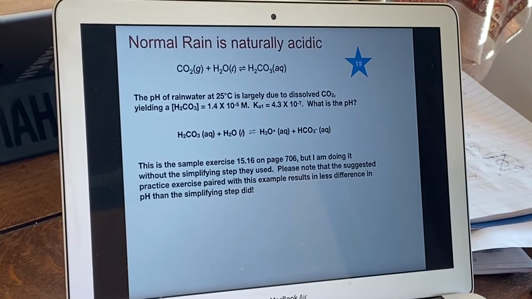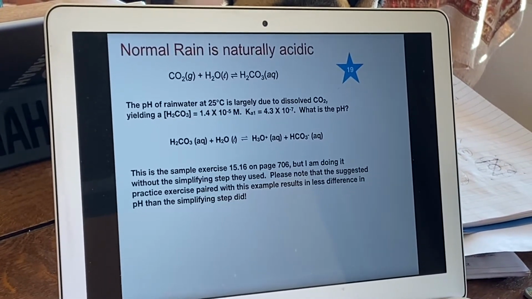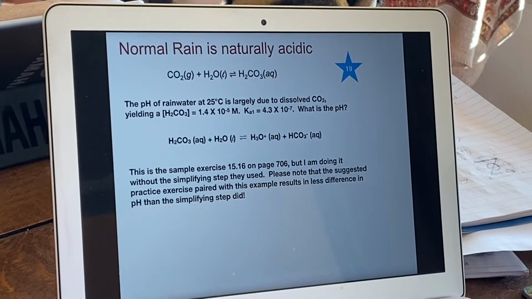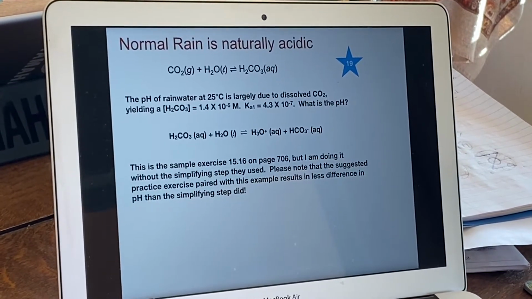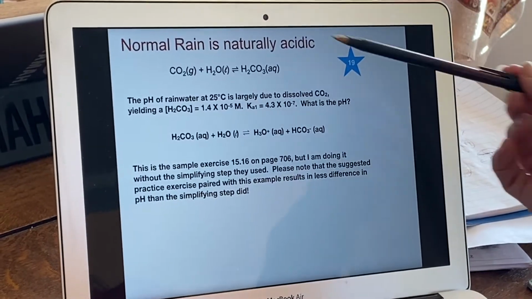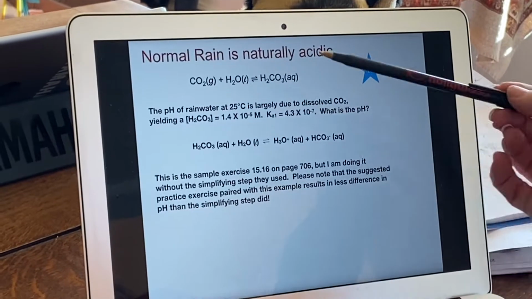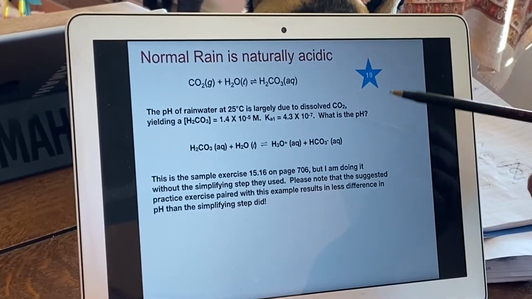Now, people will talk about acid rain, but the fact of the matter is that normal rain is naturally acidic. A little. How much? Well, it depends. Well, that's usual. Everything depends, right? Depends on a lot of things: how much carbon dioxide gas there is and what the temperature is. So, pH of rainwater.